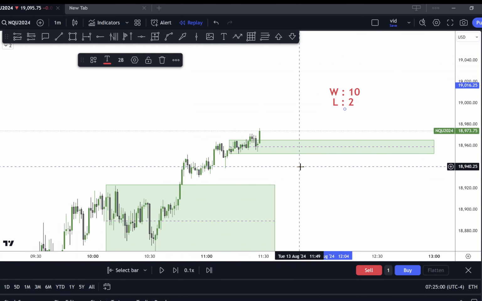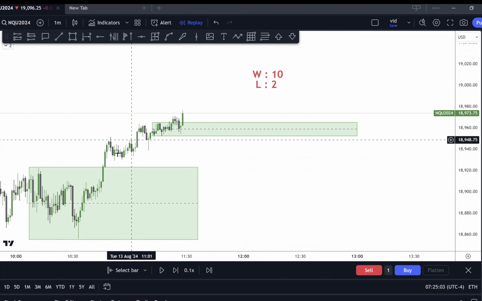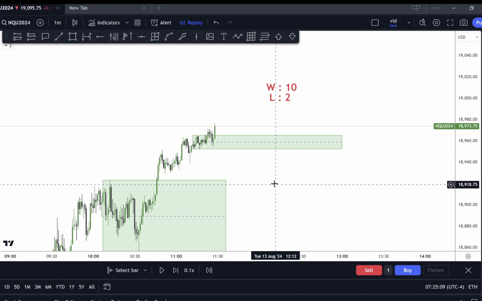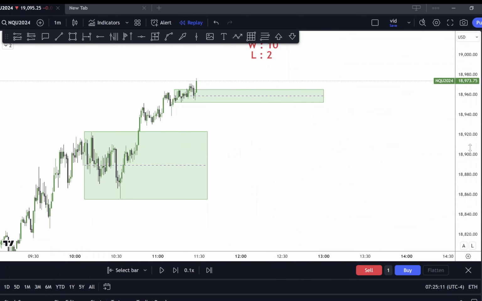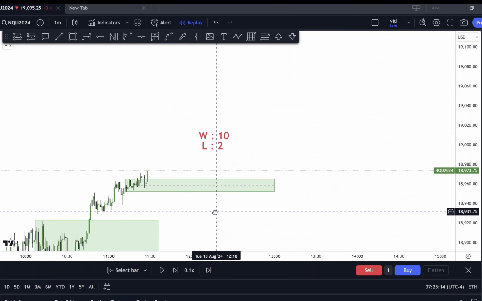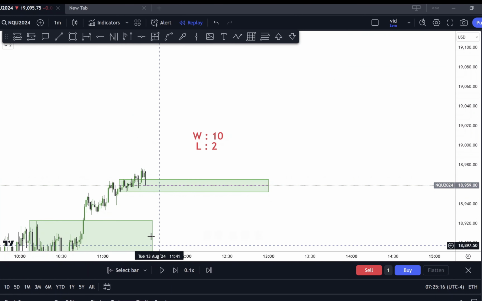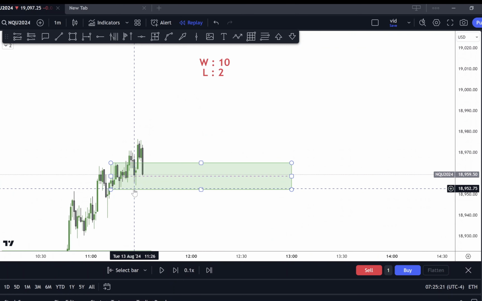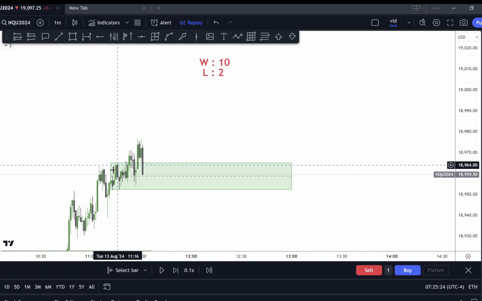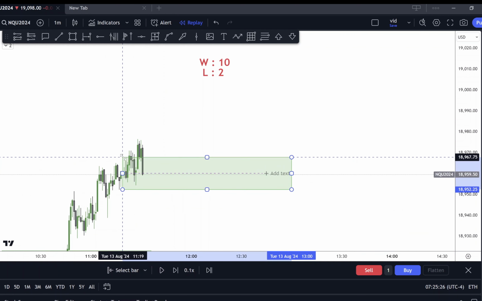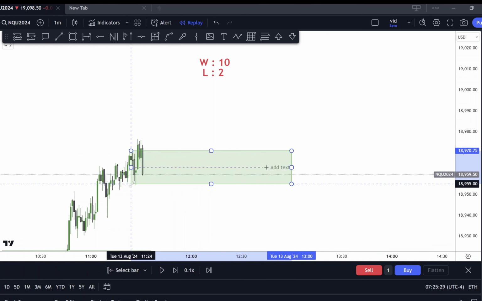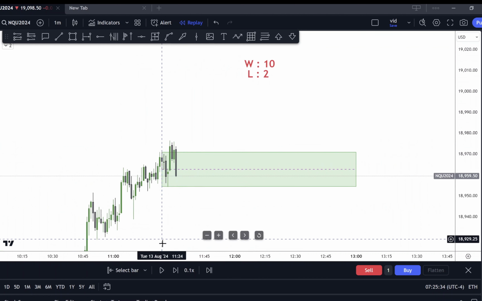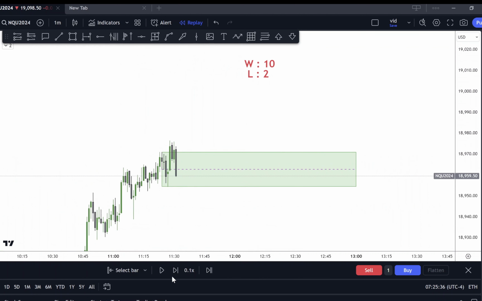All of this was happening while ICT was waiting for price to somehow go back down here in his 2024 ICT mentorship, while we were stacking the wins. And everybody was happy in the Discord. So we created now this valid zone. All right. And that's normally another trade.